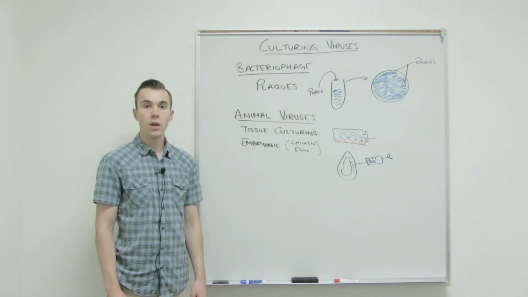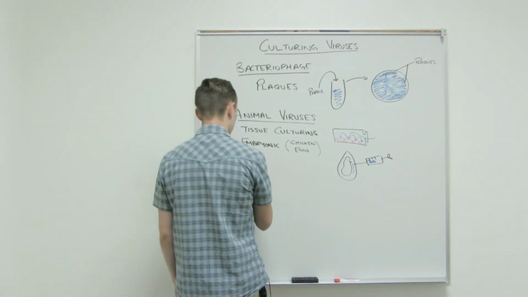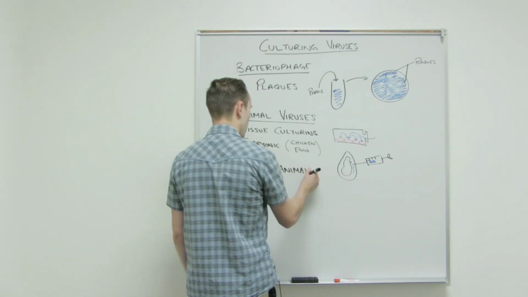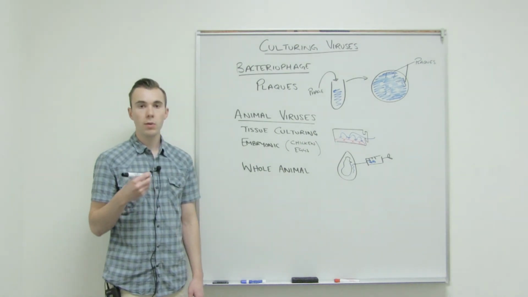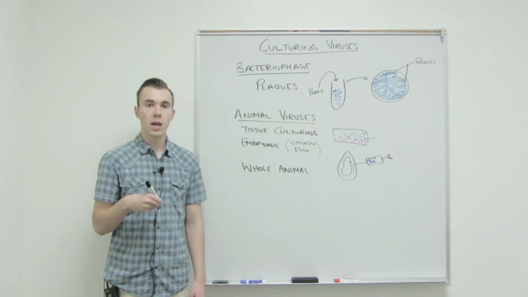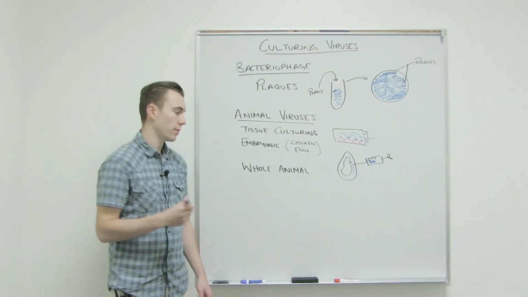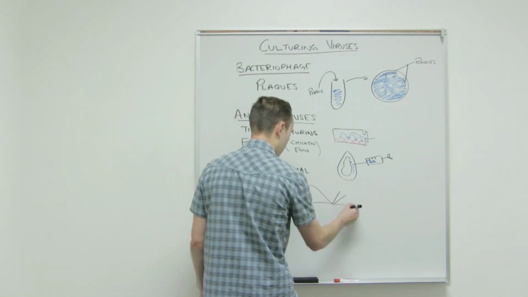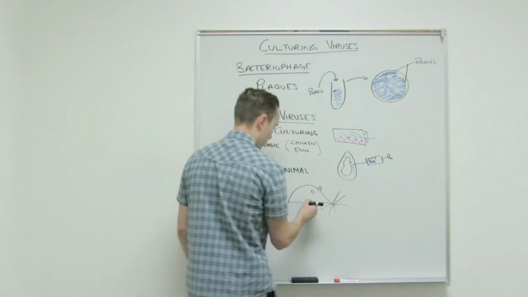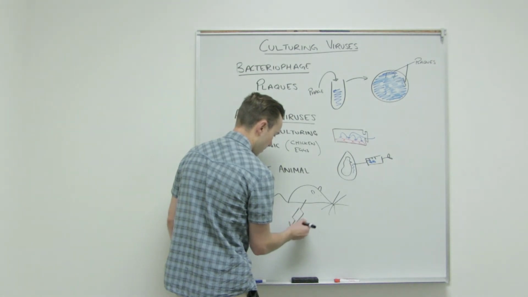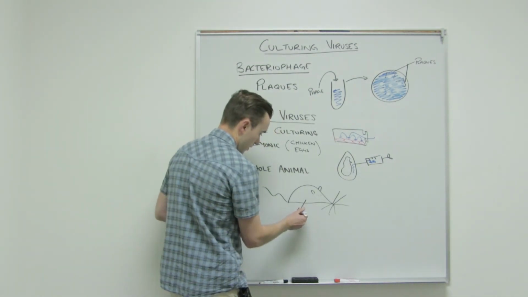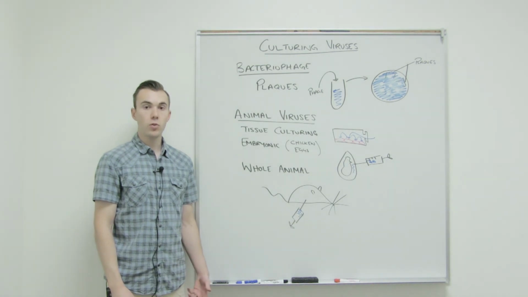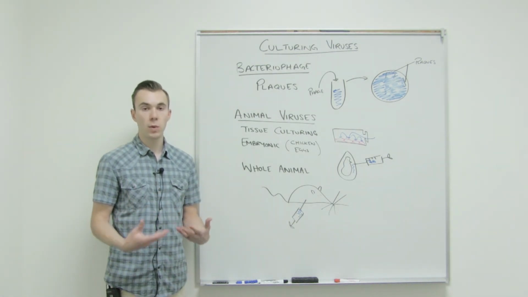The last method is going to be whole animal. So just as it sounds, you are using a whole animal. Commonly, and probably the most common, you're going to be using mice or rats. However, there are all different types of animals you can use. So, I'm going to show that we have a mouse in here. And what you do here is that you inject the whole animal with the virus. Then you just have to feed and water your animal, and the virus will begin to replicate on its own.